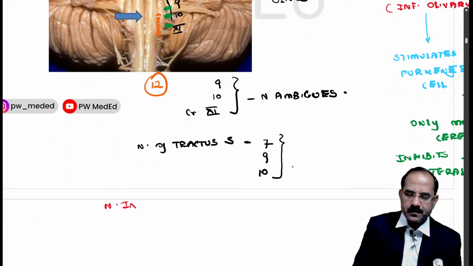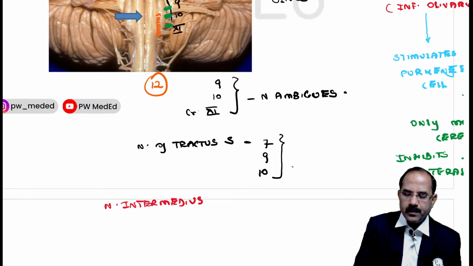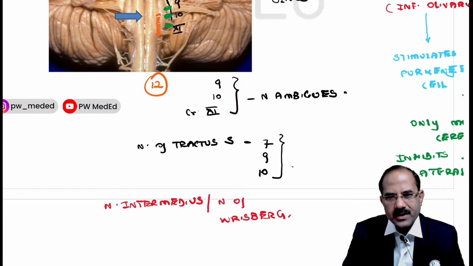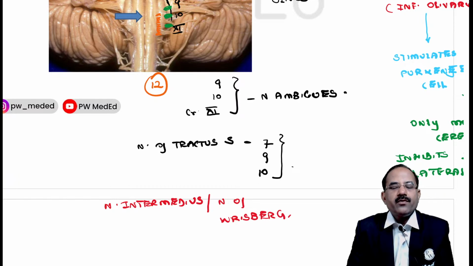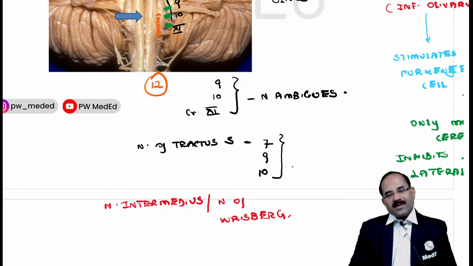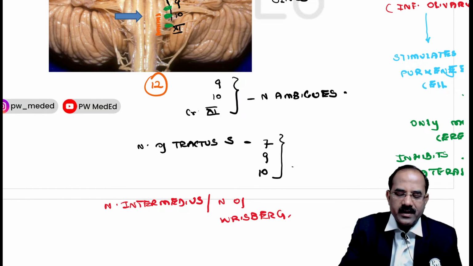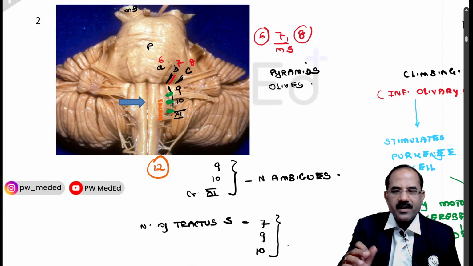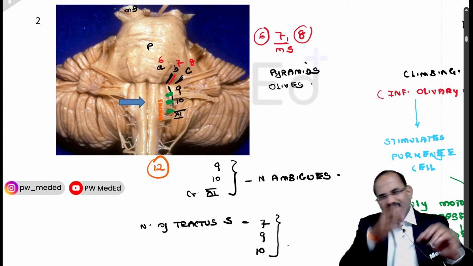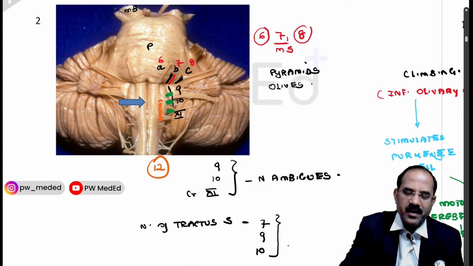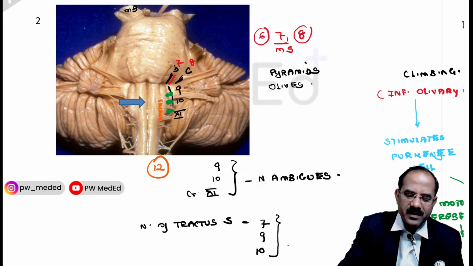Nervus intermedius, or it is known as the nerve of Wrisberg. Okay, nervus intermedius or the nerve of Wrisberg. Very good. We have discussed a lot on this topic. But I just can't go further if I see the slides and there are so many things that you need to know.